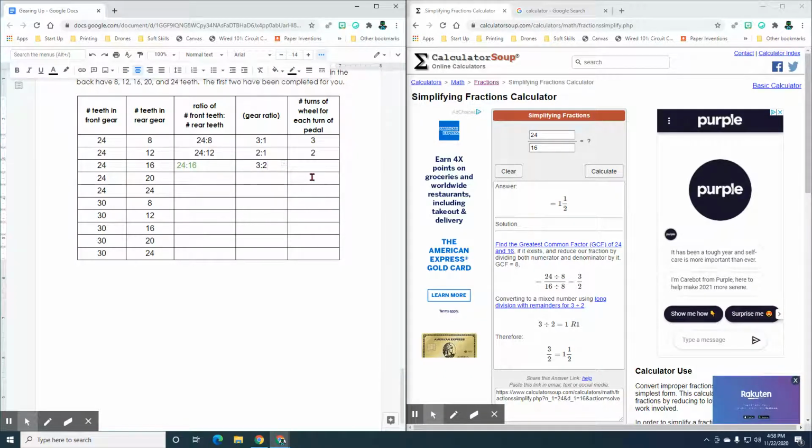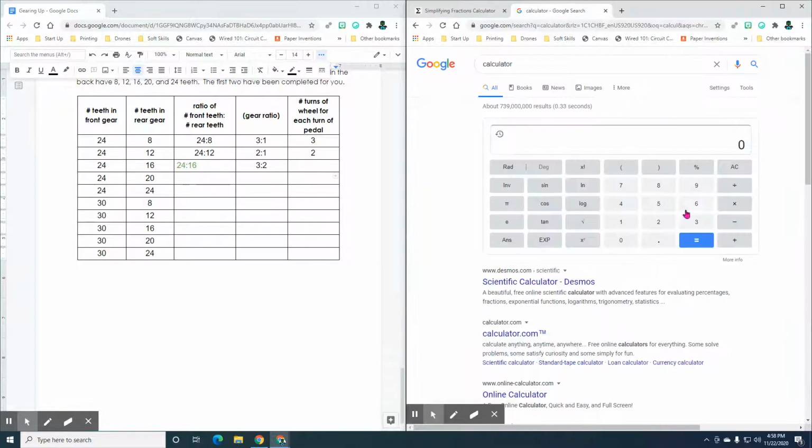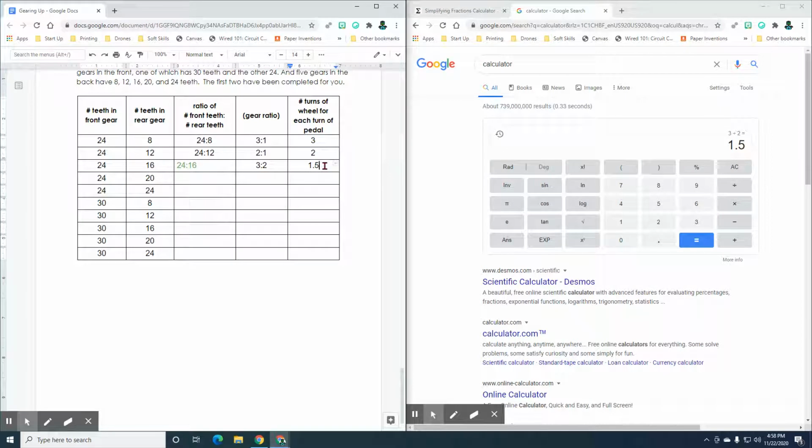And then to get the number of turns for each pedal, we just divide it. So we do 3 divided by 2, which gives us 1.5. So 1.5 times will that rear wheel turn.